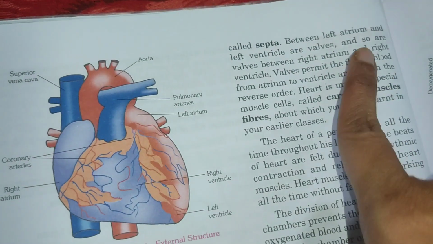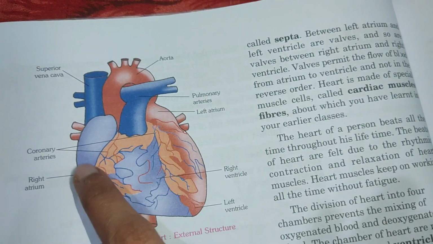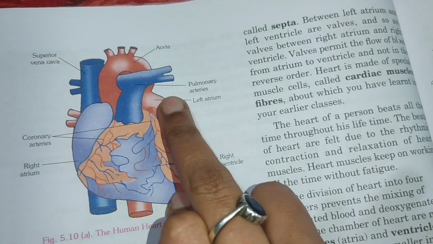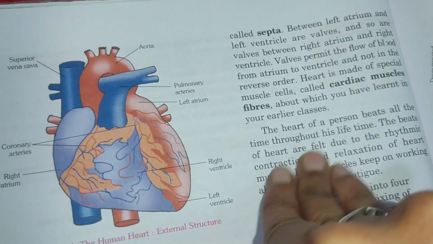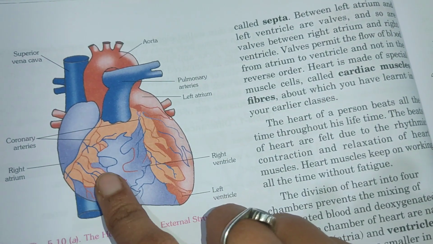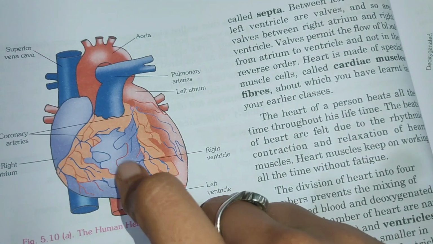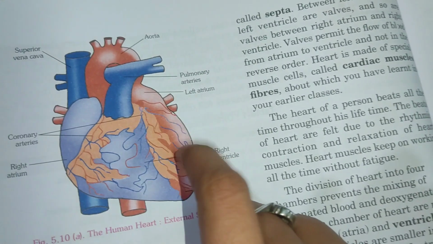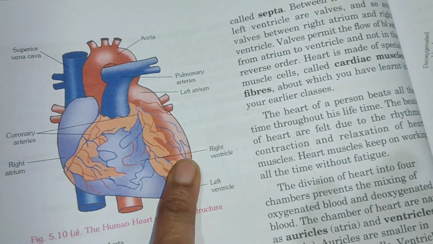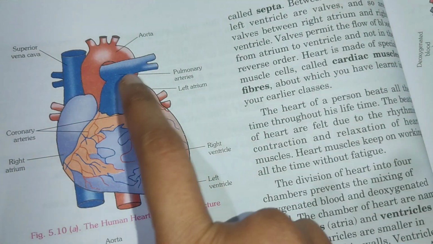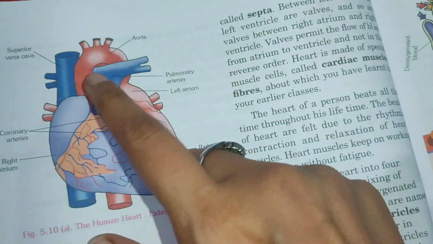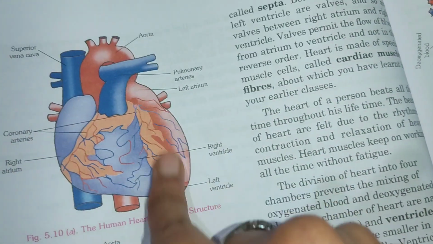Between the left atrium and left ventricle there are valves, and there are valves between the right atrium and right ventricle also. These valves permit the flow of blood from atrium to ventricle and not in the reverse order. Always the blood flows from the left atrium to the left ventricle, not from the left ventricle to the left atrium. It will not go up, it will only come down. Like that, the valves are present to control it.